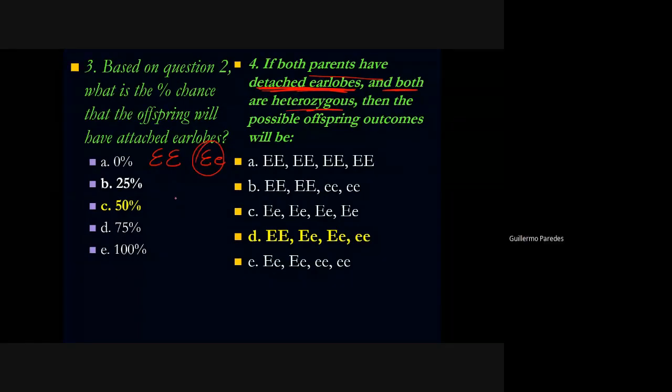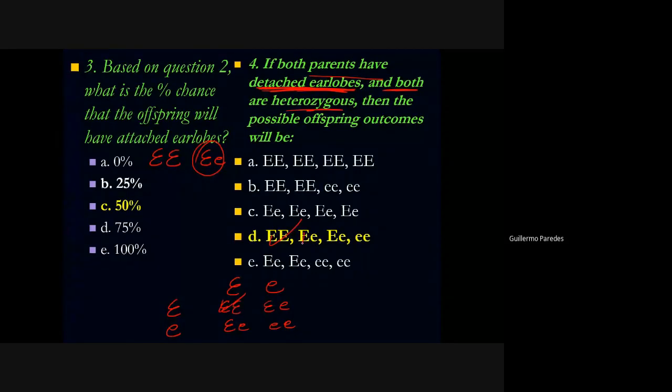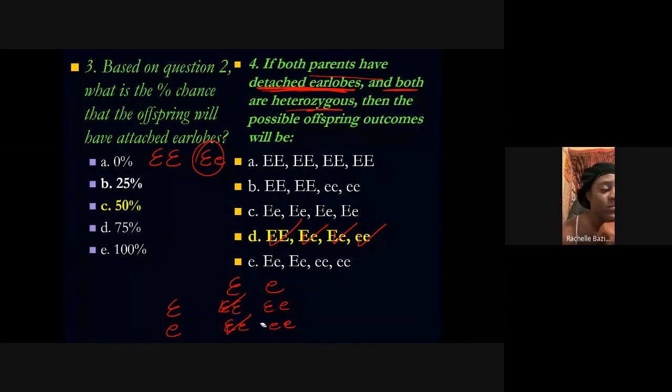Then you're going to do the Punnett square. You go E and e, because both are heterozygous. So you have capital, lower, and capital, lower. The answer will be EE, Ee, Ee and ee. You okay with that?